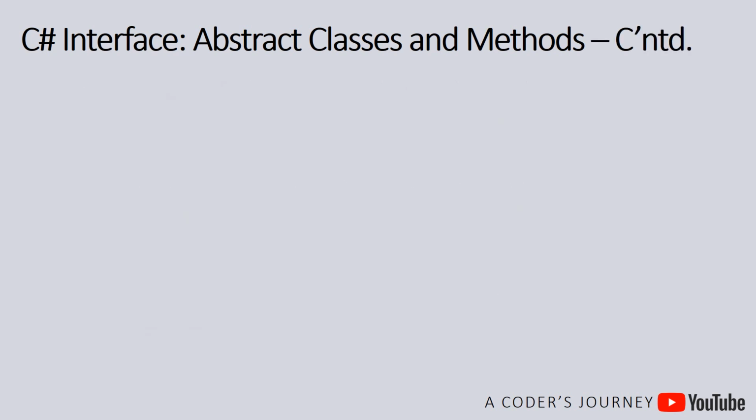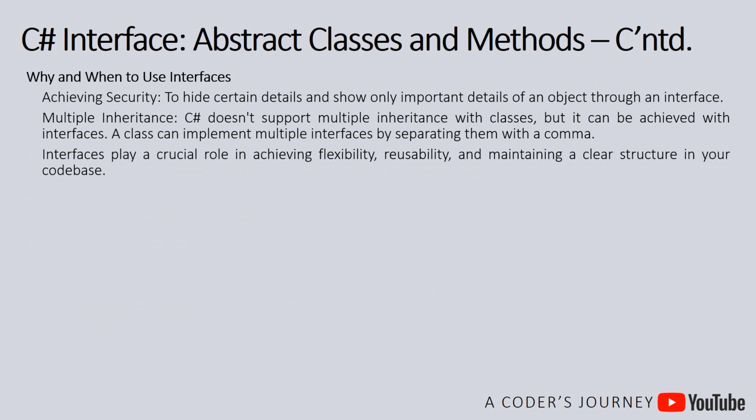Let's move on and talk about why and when to use interfaces. Achieving security. I told you that abstraction means hiding certain details, not exposing them to the outside world. So with interfaces, you can achieve that, right? You can only show important details of an object through an interface.